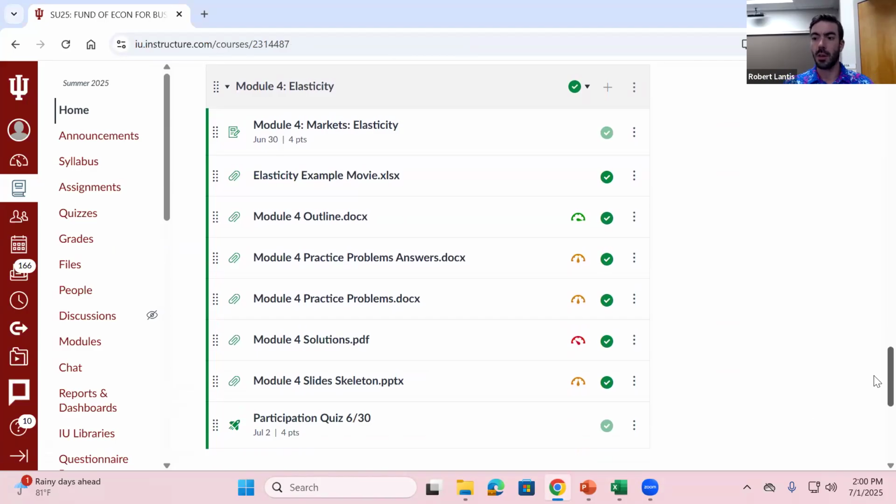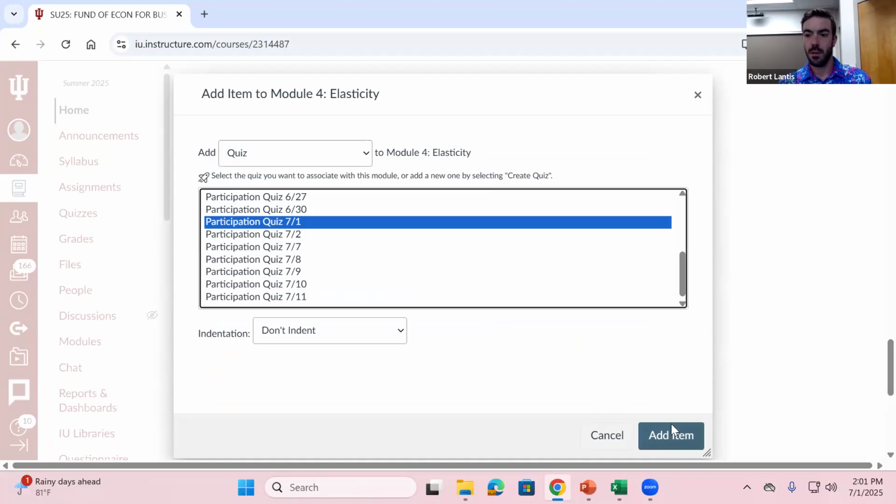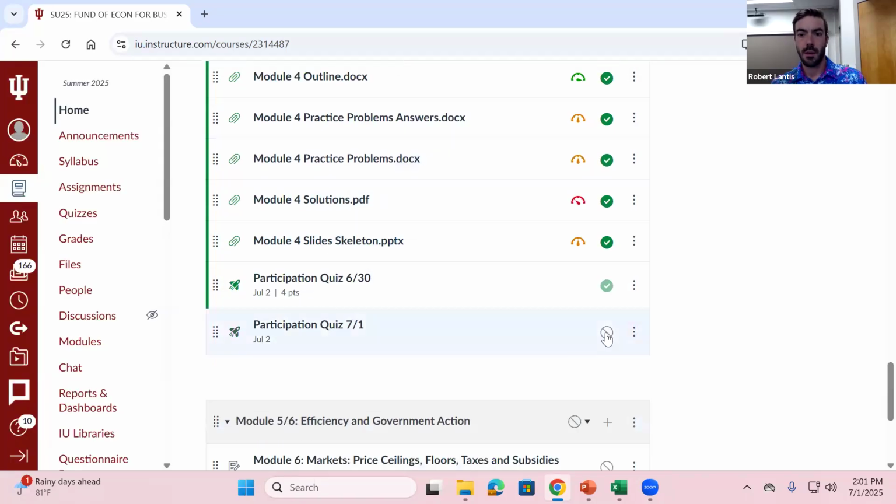So when you review for the upcoming exam, you'll have that correct answer to review. With that in mind, we will finish module 4 material today. So we'll finish the material in the slides. We've got this Excel example that we'll work through. We'll also have today's participation quiz, which I'll make available now. We'll get to that later on in class.